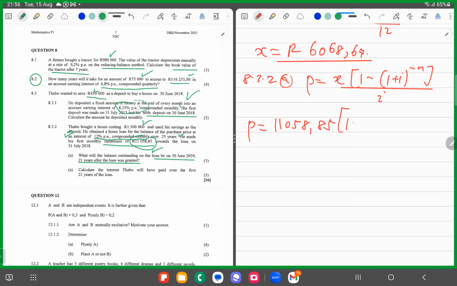0.85 into 1 minus 1 plus... The interest rate is what? 12%. So you divide it by 100, but it's compounded monthly, so divided by 100, divided by 12. So 12% divided by 100 is 0.12, and then divided by 12, because compounded monthly. And then for a period of how many years will this be?